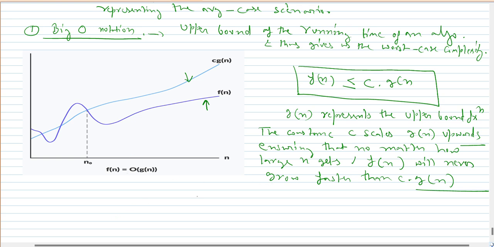So here in this diagram you can see that after the threshold value of n naught, our function f(n) is always smaller than the growth rate of the function g(n). We will cover some numerical problems on this which will make your concepts clear.